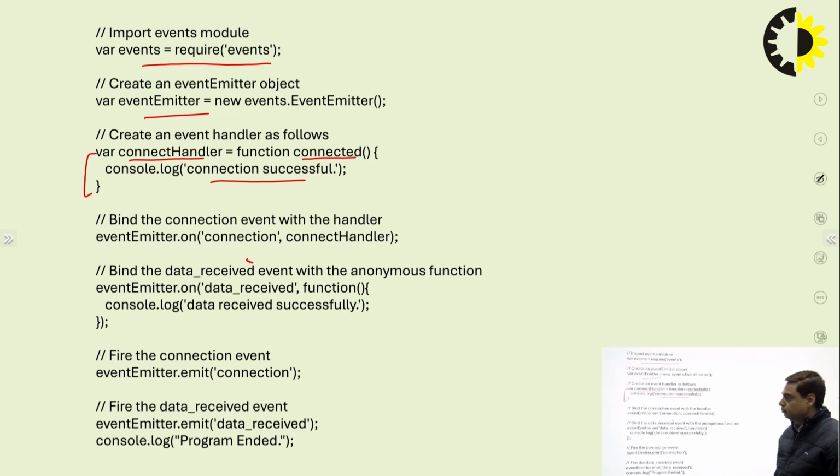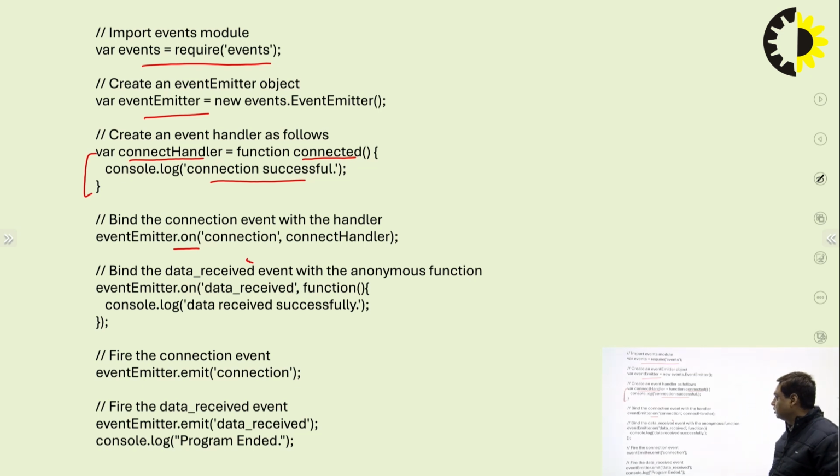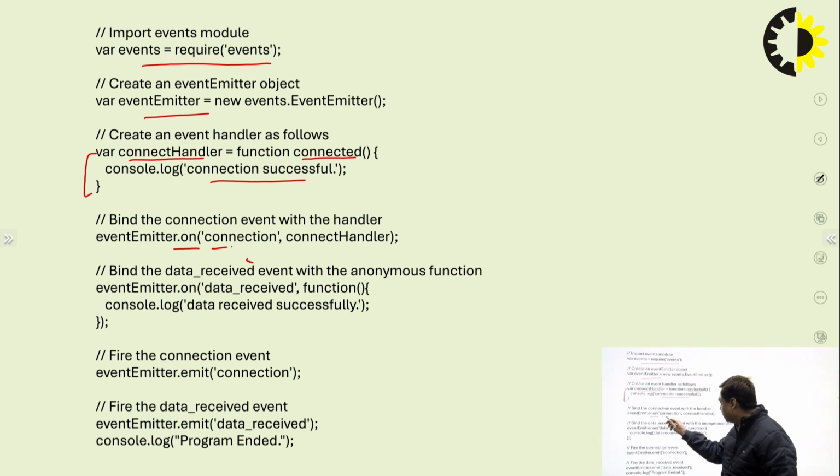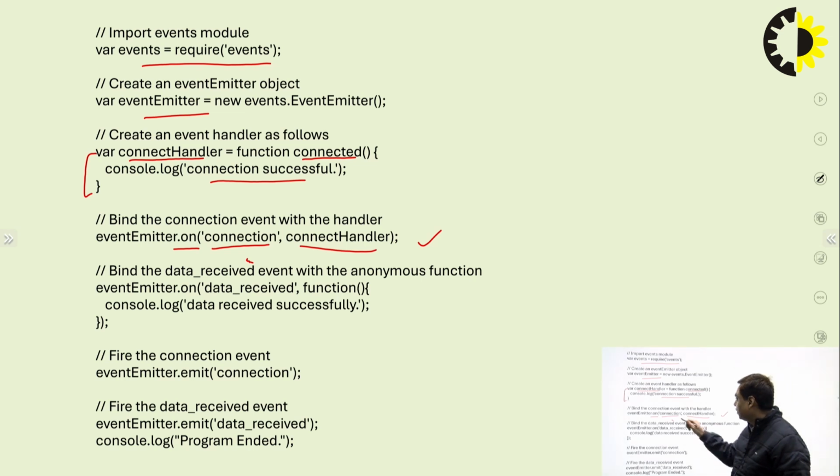It is a variable. Then we are using the on method of the EventEmitter object to bind an event handler with an event. The name of the event is connection and the name of the callback function is connectHandler, or it is an event handler. So connectHandler is already defined here. In this case what we are doing is binding a callback function, or an event handler, with an event. The name of the event is connection.